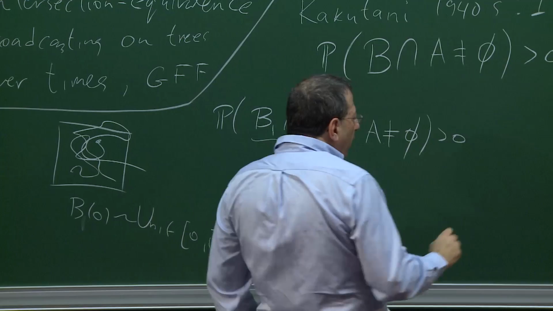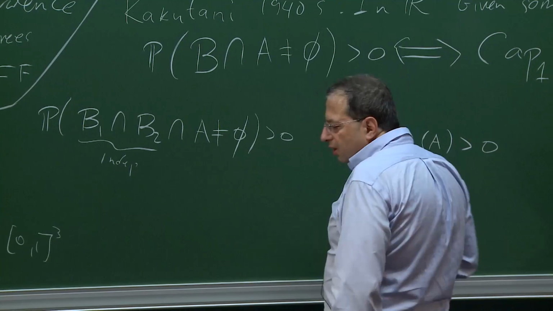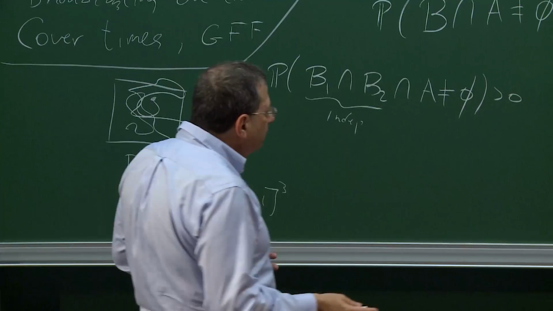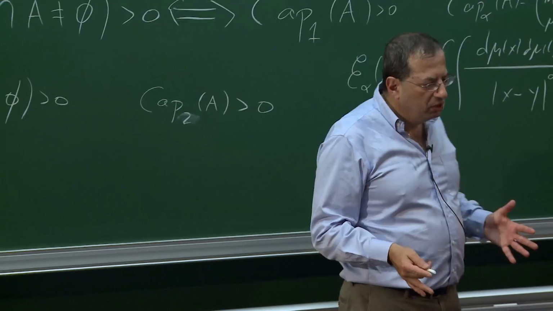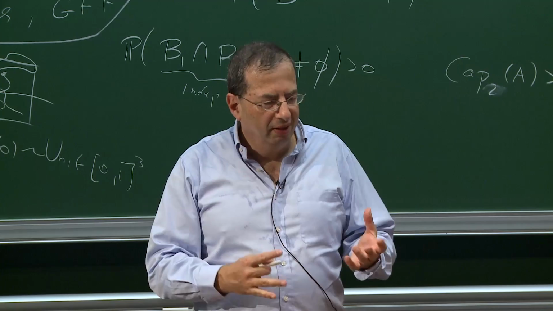And what is quite easy to show is that it's enough that the two-dimensional capacity of A is positive. So just to get an idea, alpha-dimensional capacity is closely related to alpha-dimensional Hausdorff measure. So if a set has Hausdorff dimension bigger than alpha, then it has positive alpha-dimensional capacity. So a set has to be really bigger than a plane in order for it to have positive two-dimensional capacity.